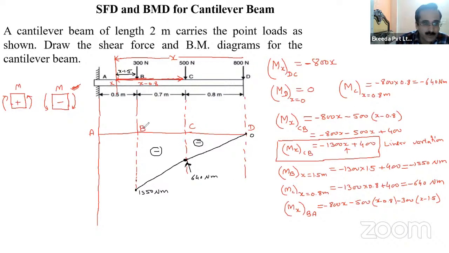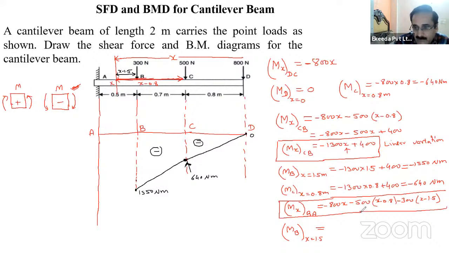Now we can find out the bending moment at points B and A. So at B, put the value of x as 1.5. And because this is a point load, there is no moment at B, so the previous bending moment will be achieved. If you put the value of x as 1.5 in this equation, which I am making in a rectangle, you will get the same as the previous value, that is minus 1550 Newton meter. And at A, the value of x will be 2 meters.